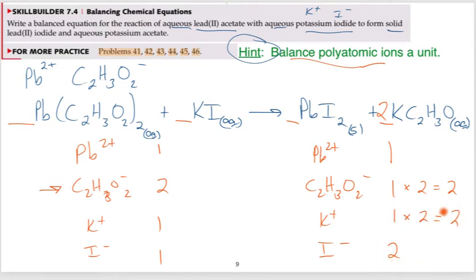Here, I've got 2 potassiums, 2 iodines. Well, as it turns out, potassium and iodine showing up in the same compound over here, by putting the 2 there, it fixes both at one time. That is pretty typical, especially for double replacement reactions. 1 or 2 tweaks and 1 or 2 changes in the molar coefficients and everything should be coming together.